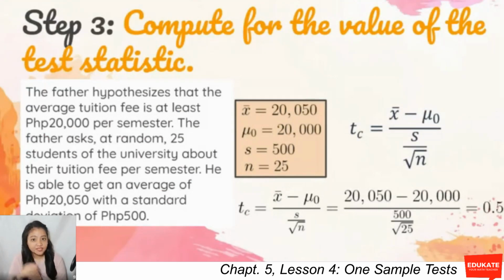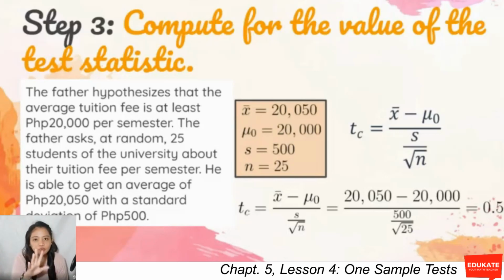So the first one to look for is the sample mean. Our sample mean from the problem is 20,050 pesos. Next, you have your hypothesized mean. The hypothesized mean of the father is 20,000 pesos. Next, you have your sample standard deviation. Keep in mind the word sample. So, the standard deviation of your sample, not the standard deviation of the population. We are looking at the sample standard deviation. In our problem it is already given, so there is no need to compute for it. You have there standard deviation S equals 500. And then the last one, you have your sample size. How many students you interviewed? That's 25 students. So, n equals 25.